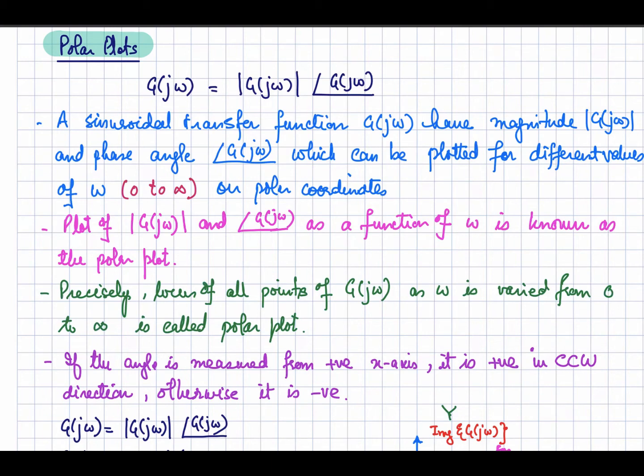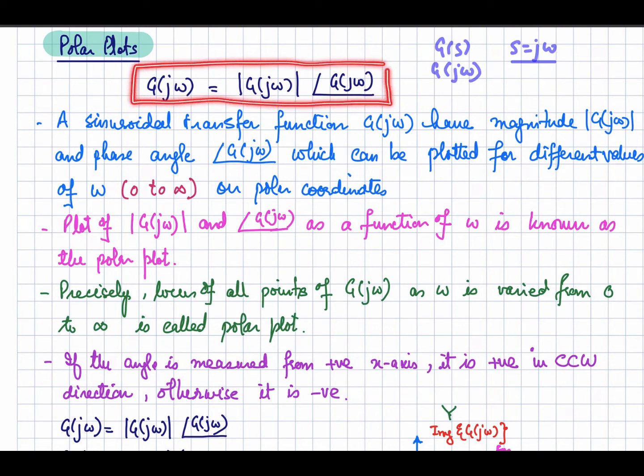A transfer function G(s) can be written in terms of G(jω). If we replace s with jω, the transfer function is called the sinusoidal transfer function. In general, the sinusoidal transfer function can be written in a form that has a magnitude and a phase.